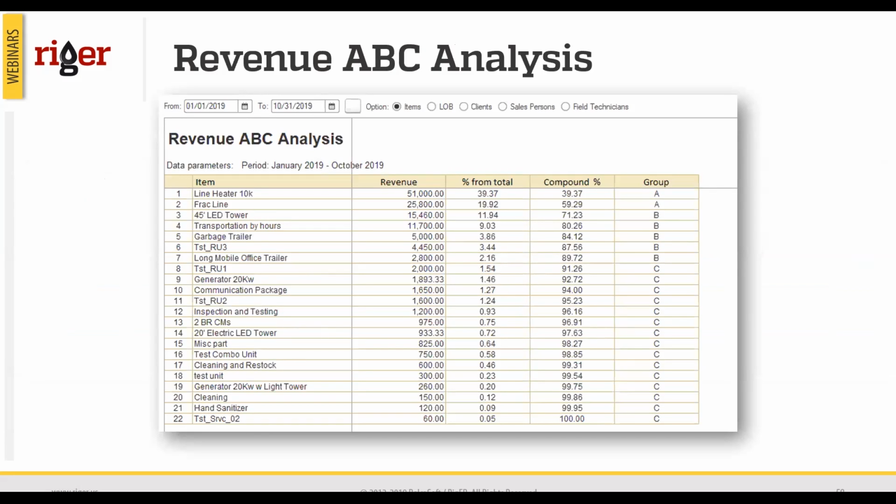The revenue ABC analysis report. This report will basically allow you to see the major categories of your revenue and see which exactly client or line of business or salesperson or field technician generates the amount of revenue according to the group they are in. The A being the most revenue generating, and the C being the least revenue generating groups.